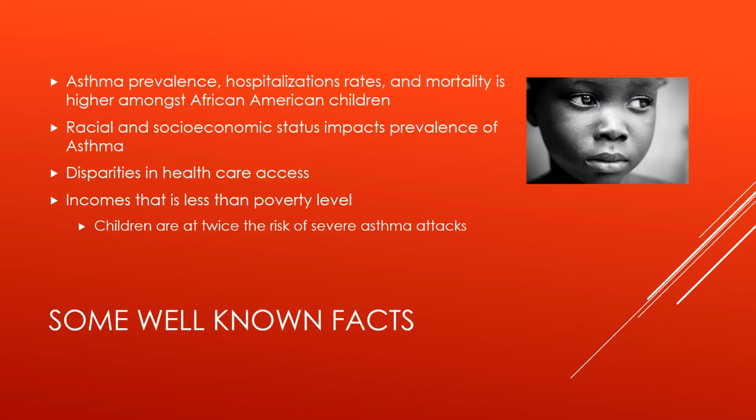So let's talk about asthma prevalence. When I'm talking about asthma prevalence, I'm talking about hospitalization rates and mortality. And disproportionately amongst the African American children, the rate of hospitalizations, the rate of mortality is much, much higher. So you say, what's going on? Is it genetic? And evidence has shown it has a lot to do with socioeconomics.